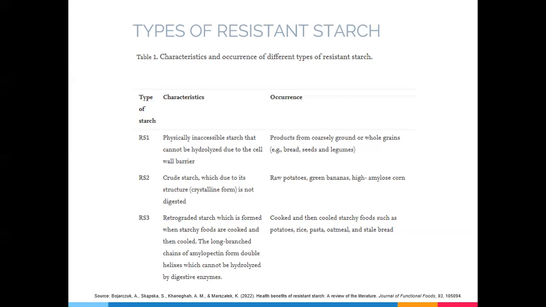So, retrograded starch is formed when starchy foods are cooked and then cooled. The long branch chains of amylopectin form double helices which cannot be hydrolyzed by digestive enzymes. Remember that upon cooling, these amylopectin crystals will turn into some kind of shape or conformation that is no longer accessible by the enzymes. Its occurrence is in retrograded starch, like cooked and then cooled starchy foods such as potatoes, rice, pasta, oatmeal, and stale bread. Or in our case, our leftover rice.